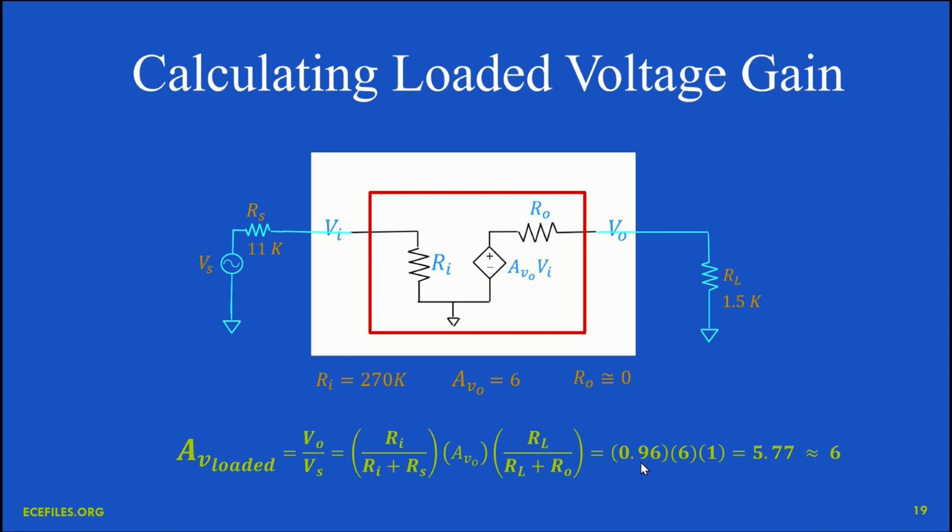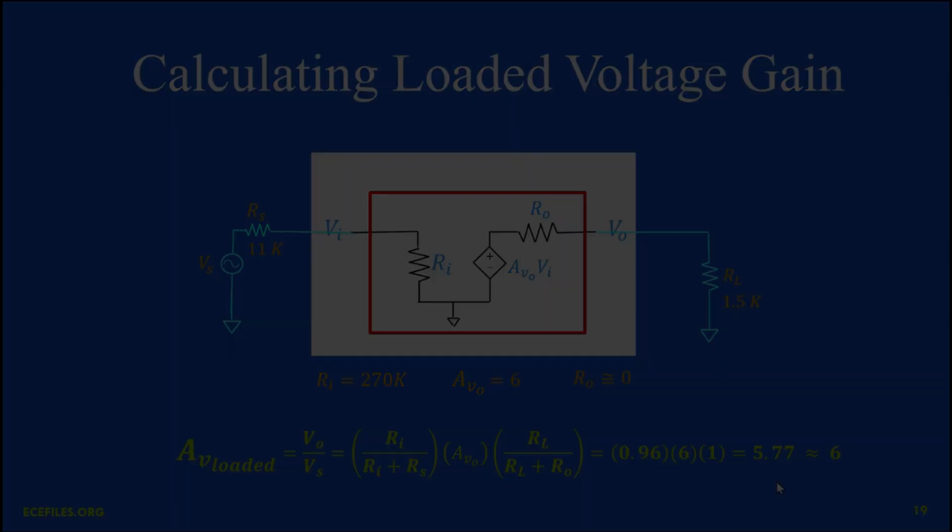So the overall result is 0.96 times 6 times 1. That's 5.77, and it's approximately 6. To two significant digits it's 5.8, but we don't really care. It's basically 6. The output is 6 times bigger than the source. As an example, if we strum the guitar pretty hard, we may have as much as a volt here, and that would become 5.77 volts, about 6 volts, on the output here driving into the next stage.